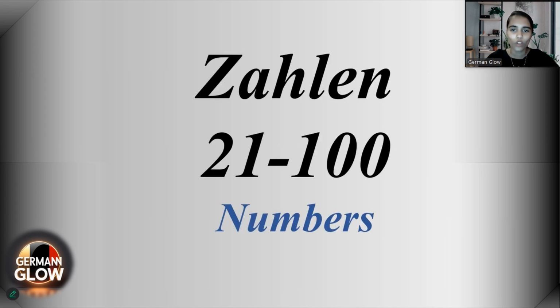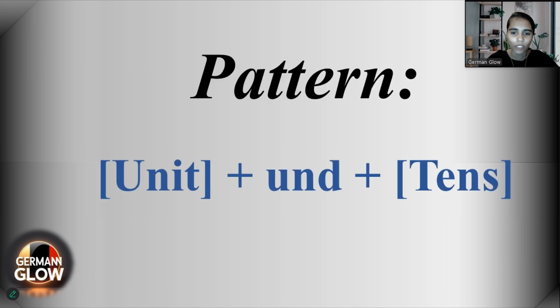From 21 onwards, the numbers in German are said backwards compared to English. For example, in English we say twenty-one. But in German, it becomes einundzwanzig, which literally means one and twenty. So that structure is unit plus und plus tens. Und meaning and. Not like English where we say the ten first. Our German says the unit first.